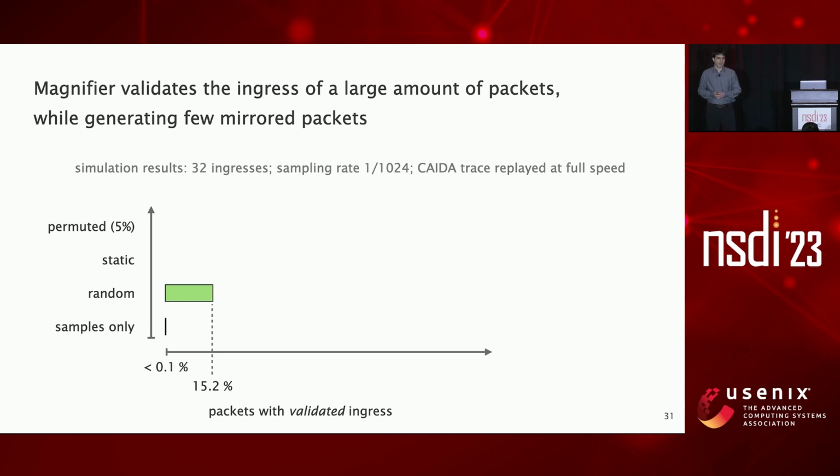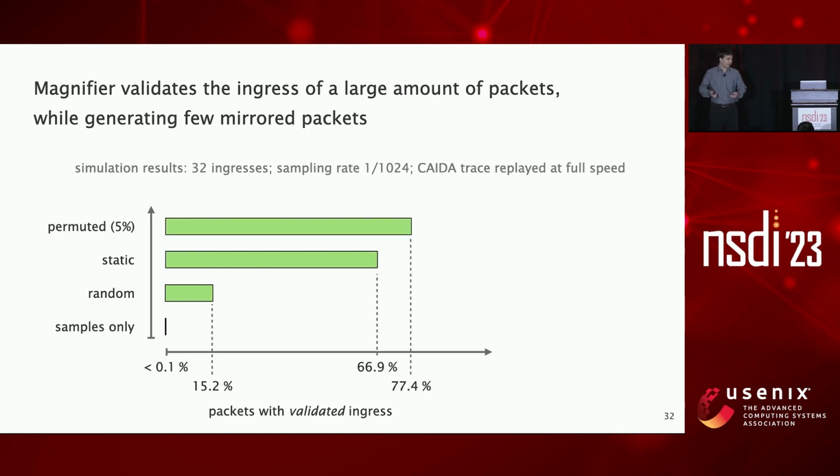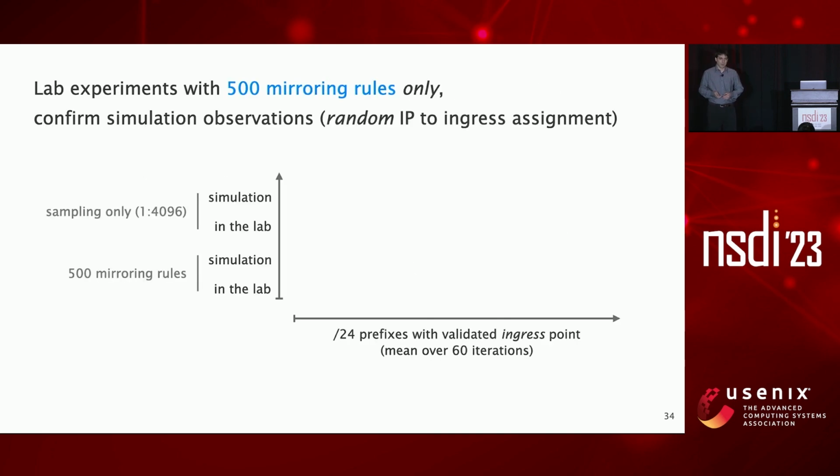the packets and tell an operator, for example, this IP would enter here in your network. And that is much better for static and permuted assignment strategies where we can reach up to 77% of the traffic. Now, that is simulations, and we also looked at the mirror traffic. Given the very perfect conditions of the simulations, it was very low, which obviously does not hold in a real deployment, but here it was basically negligible. So let's see if that translates to an experiment on the real devices.